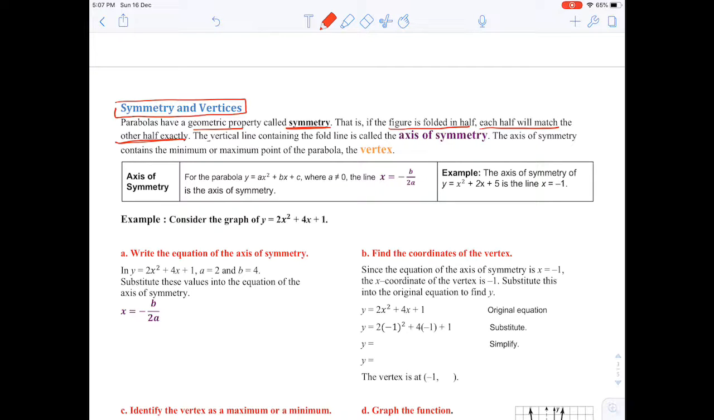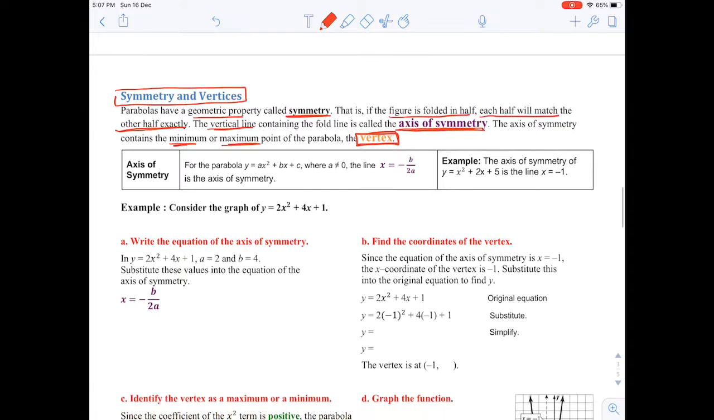That vertical line, that imaginary line down the middle, has a special name, and that's called the axis of symmetry. Within that axis of symmetry will be your minimum or maximum point. Remember, each parabola has one of those. And that minimum or maximum point is actually called a vertex. So every parabola has a vertex, and every parabola has an axis of symmetry. The axis of symmetry actually has its own special equation.